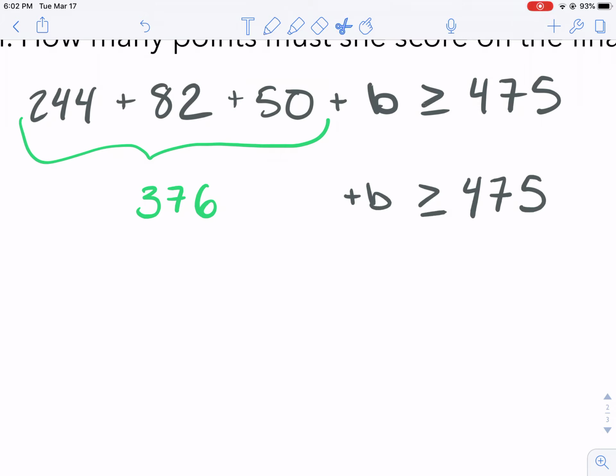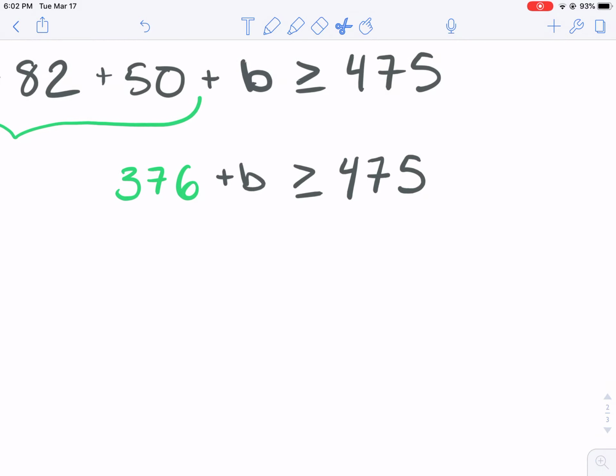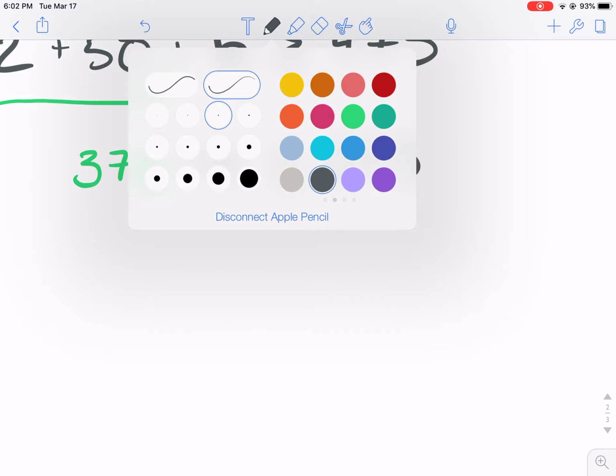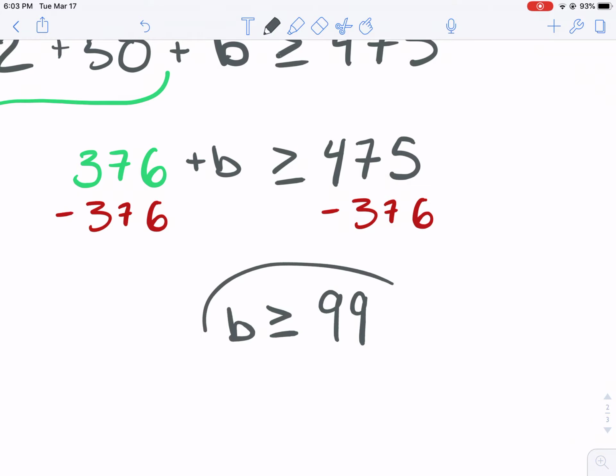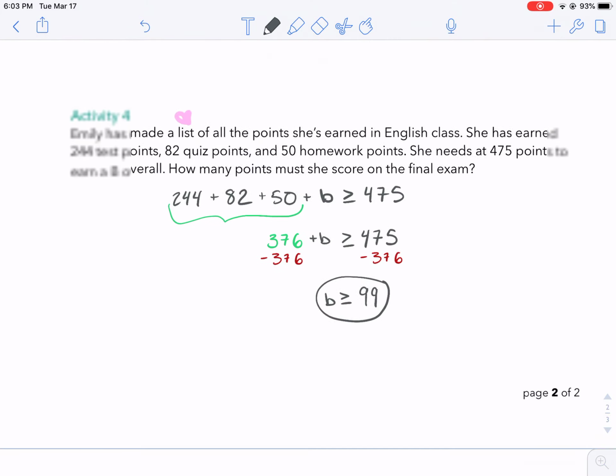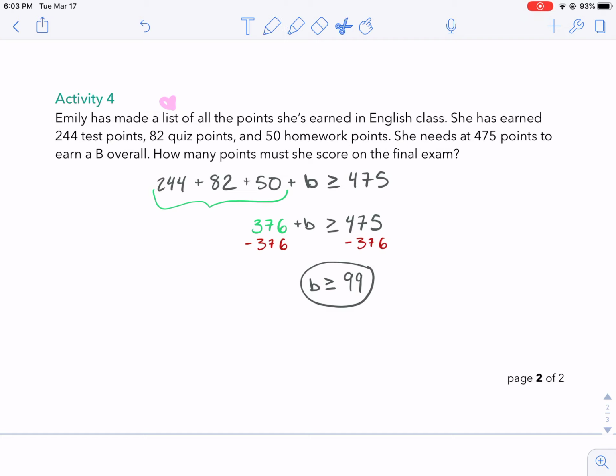That's right, we need to undo our 376 plus b. So to undo that, we need to subtract 376 from both sides. This will give us a final score of b is greater than or equal to 99. So our dear Emily needs to earn at least 99 points on the final exam, and of course she's going to do a great job.